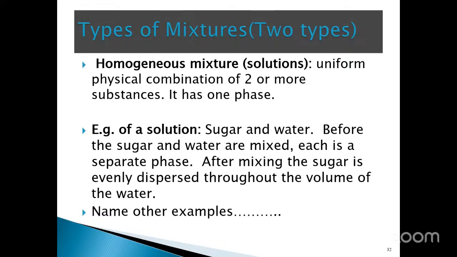Could mashed potatoes be one? I'm sorry, repeat that, speak up. Could mashed potatoes be one? Yeah, it's butter and water. That's a good question.